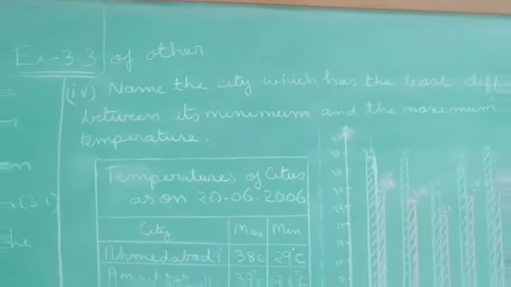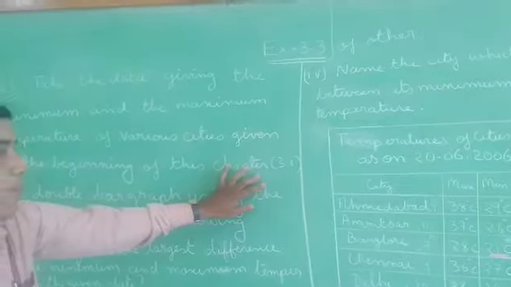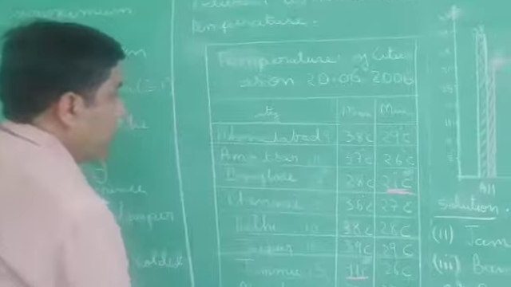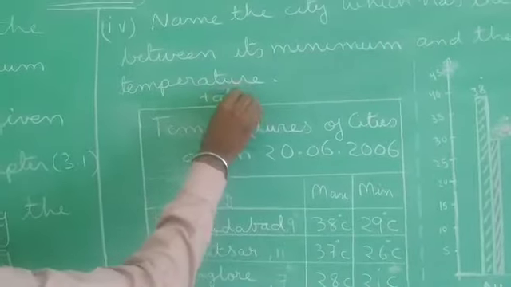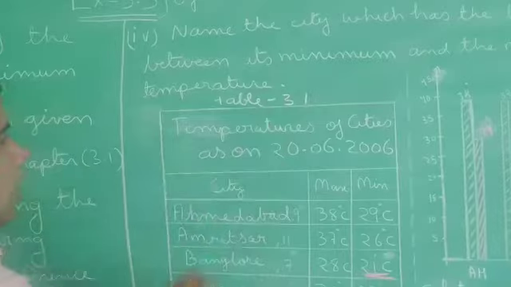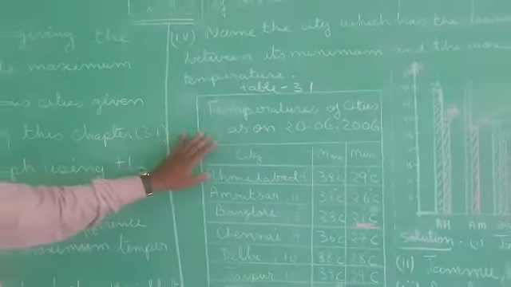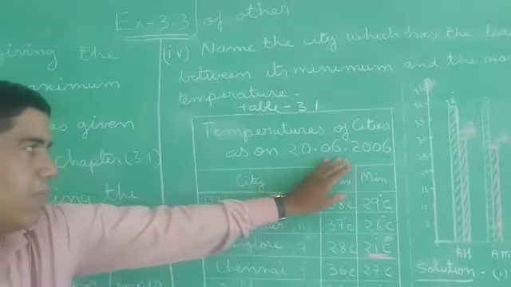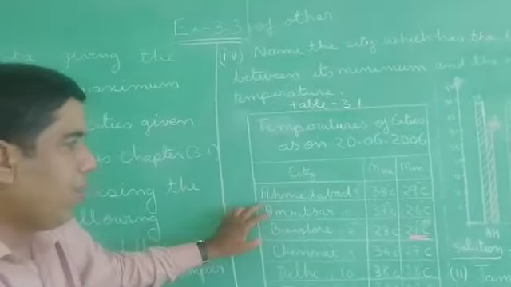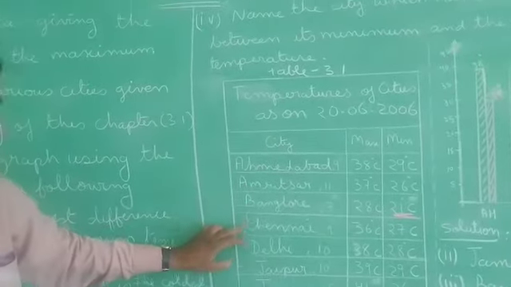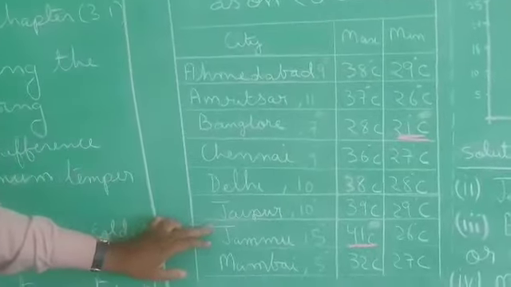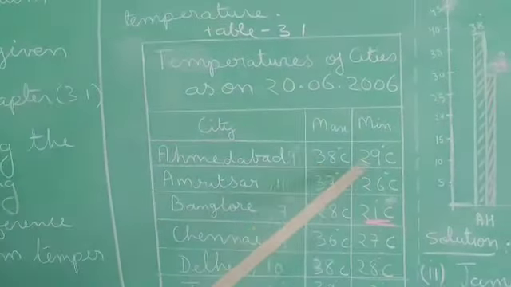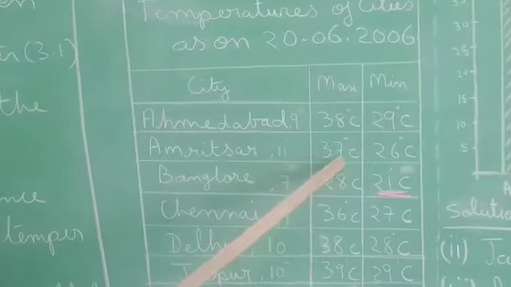Now you can see they say Table 3.1. Actually it is this table, so you can see in the book it is Table 3.1. What is given in the table? Temperatures of cities as on 26, 2006. The cities are Ahmedabad, Amritsar, Bangalore, Chennai, Delhi, Jaipur, Jammu, Mumbai. And the temperature maximum is 38 and minimum 29. Here 37, 26.